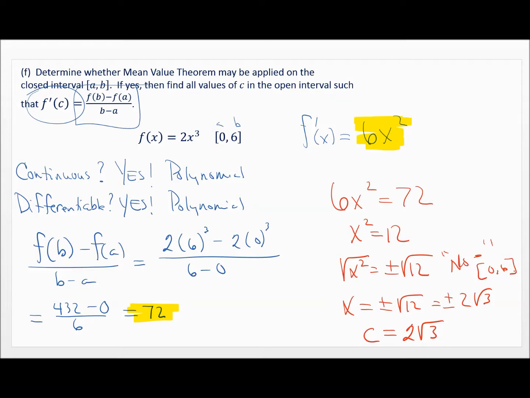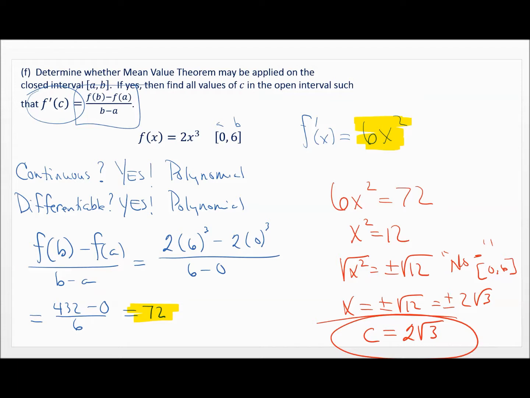How big is 2 square root of 3? So if you multiply 2 times the square root of 3, I get 3.464. That is definitely between 0 and 6. So there you go.